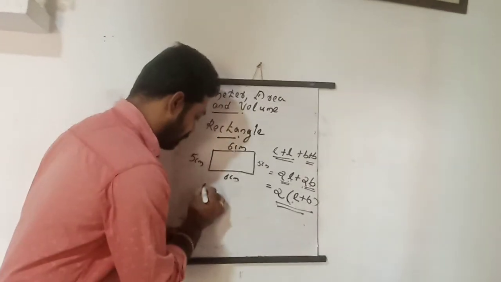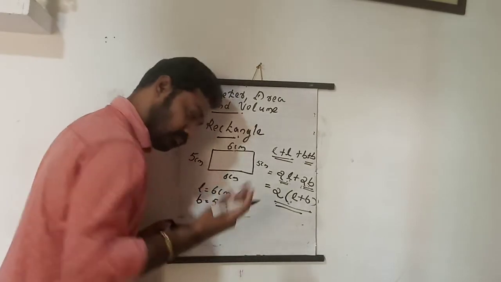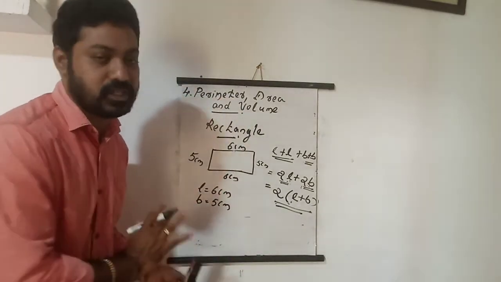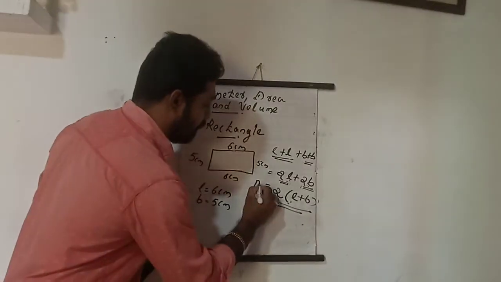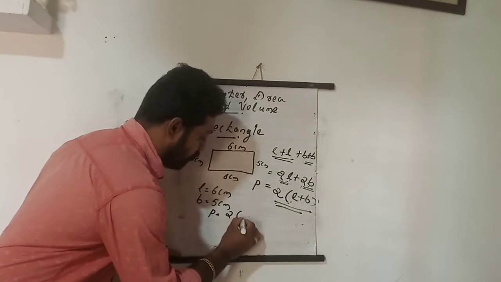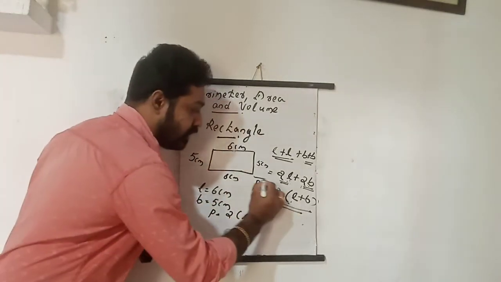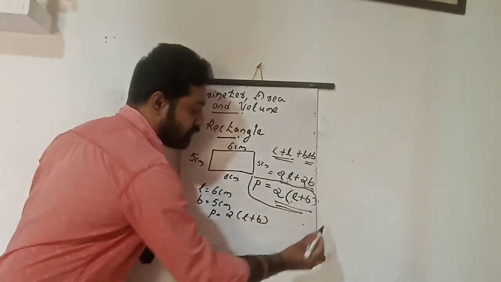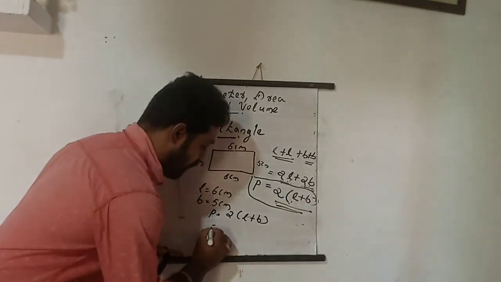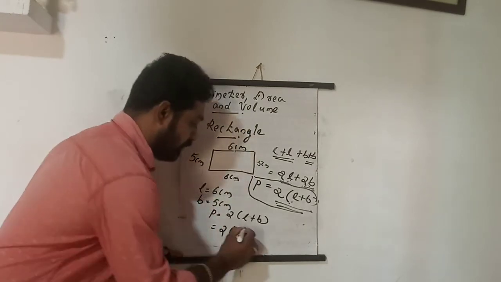If we have L is equal to 6 centimeter and B is equal to 5 centimeter, that's all we need to find the perimeter of a rectangle. What do we have to write? P is equal to 2 into L plus B. We know this equation. Perimeter is equal to 2 into L plus B. Now we have to write 2 into, what is L? 6. What is B? 5.